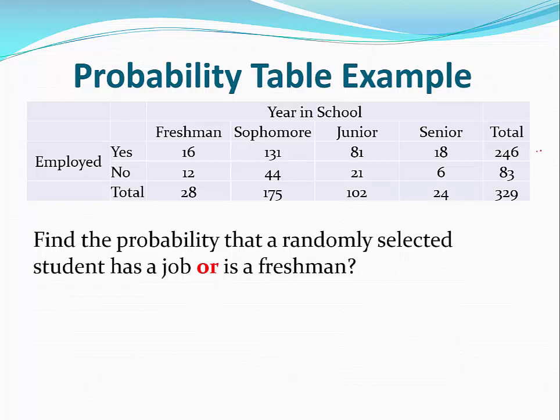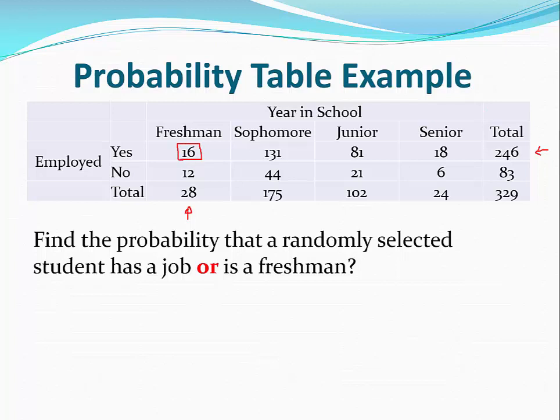So let's see, here are the yeses, right? There's 246 of them. And let's see, or is a freshman. That or word there, that means either or. As a freshman, 28 are freshmen. And so one thing you could think about doing is adding those two numbers together, the 246 and the 28. However, you got to be careful because these 16 would be counted twice.